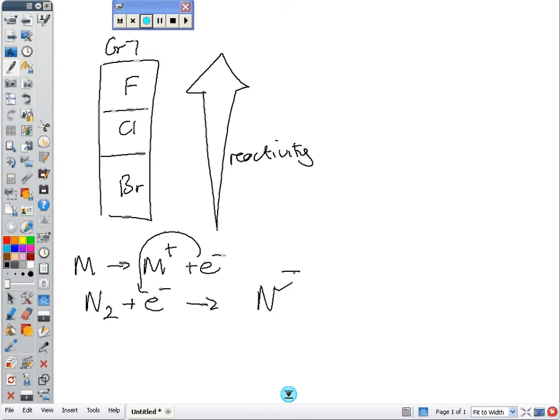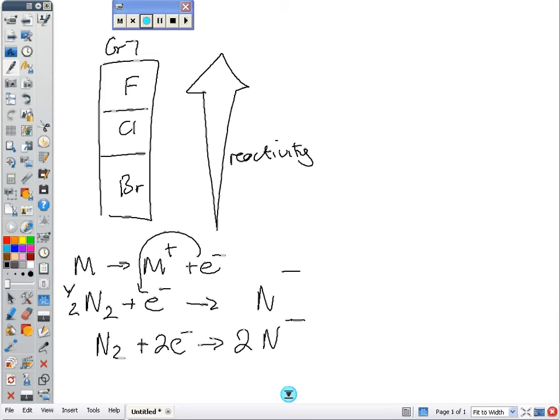Now we need to balance that up, and we can do it by putting a half in front of the diatomic fluorine, chlorine or bromine. This N represents a non-metal, by the way. It doesn't represent nitrogen in this particular instance, so just be aware of that, please. Or we could write that as N2 plus 2 electrons goes to 2 N minus, so 2 chlorides or fluorides or bromides.